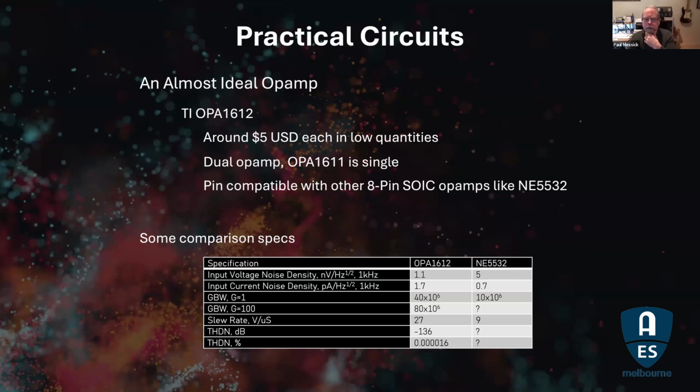Slew rate is very good on a 1612, not bad on a 5532. Distortion is insanely low, 136 dB down. It's actually quite hard to measure this level of distortion. For most purposes, you can just say there's no distortion.